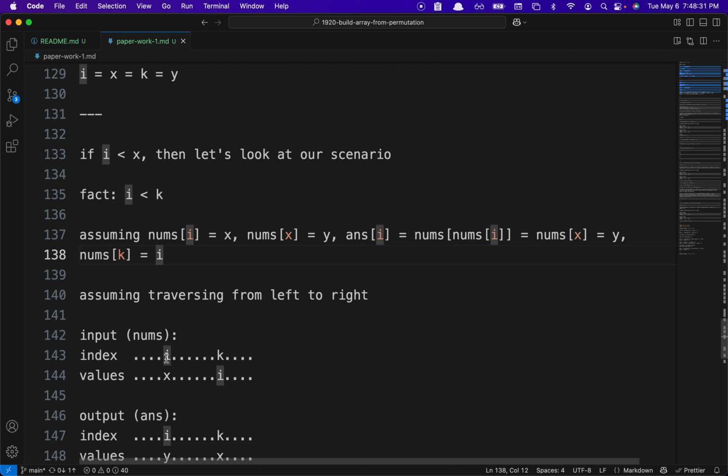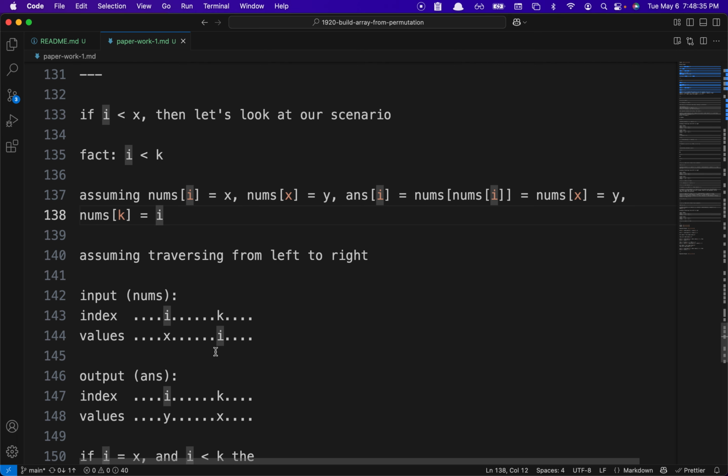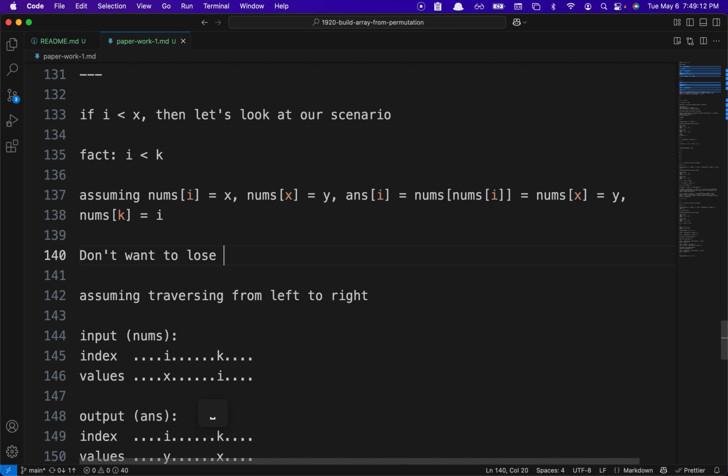Now that's an extra assumption. If these two are I, then, oh yeah, nums of K is equal to I, because you need the answer of K and you are looking for nums of K, and you're losing the value of X. Basically, you don't want to lose the value X if it's needed later for index K of nums.